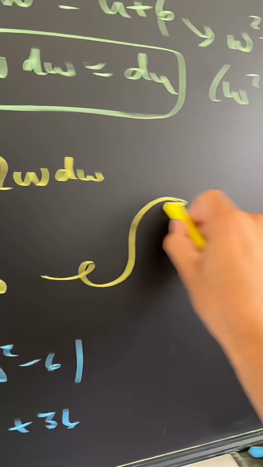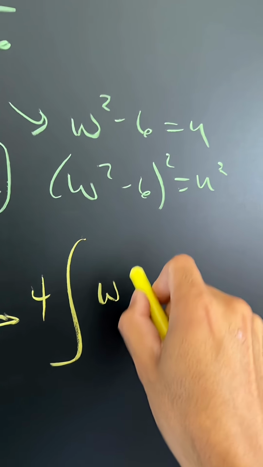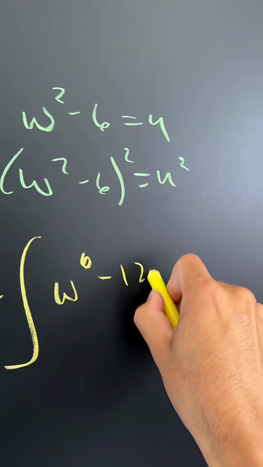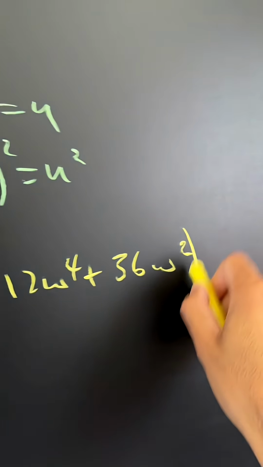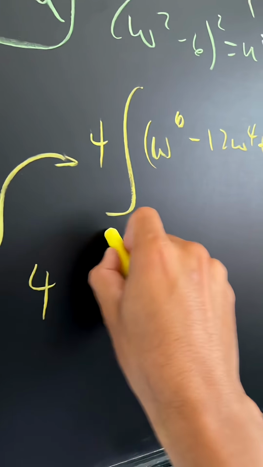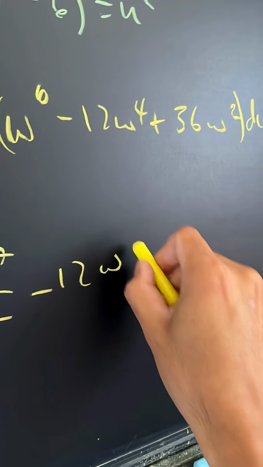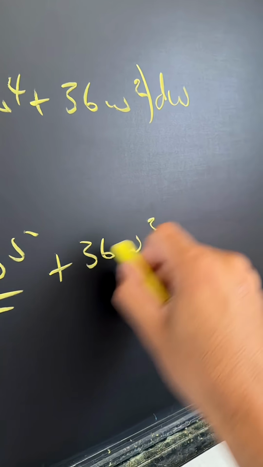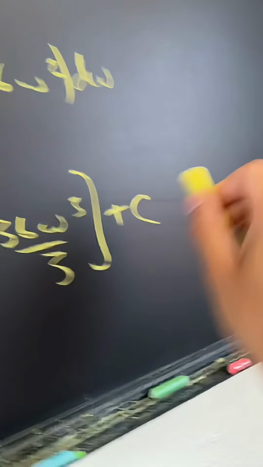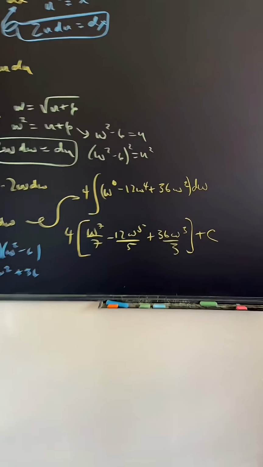So what would this give me? I would have 4 times the integral of w to the 6th minus 12w to the 4th plus 36w squared dw. I have 4 times this entire thing: w to the 7 over 7 minus 12w to the 5th over 5 plus 36w cubed over 3. And then don't forget your plus C. And then we're going to simplify this, and we're also going to multiply everything by 4.